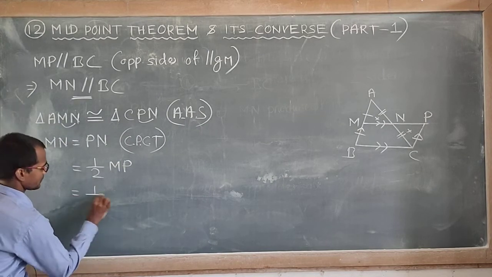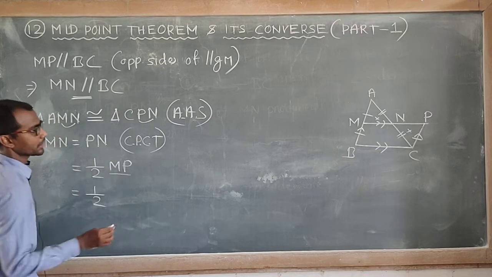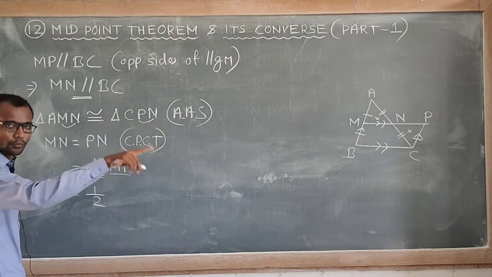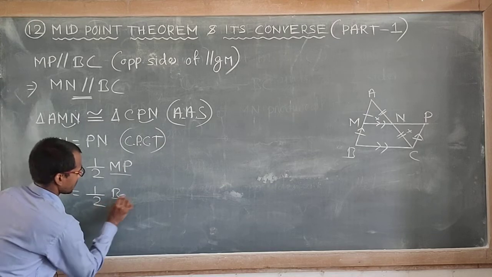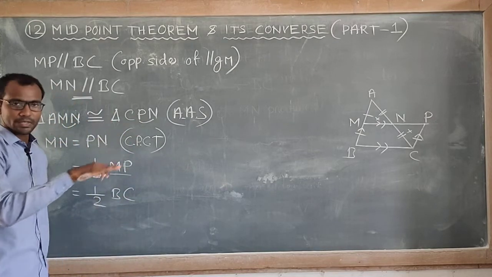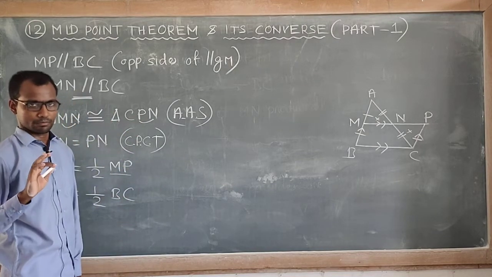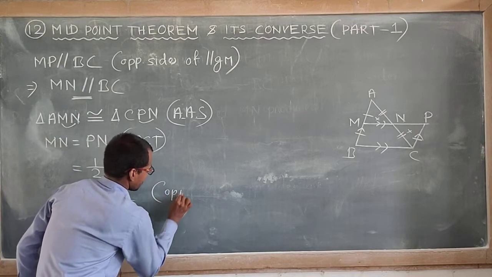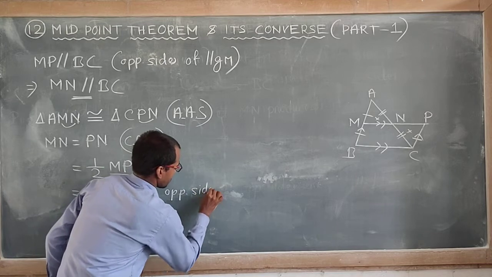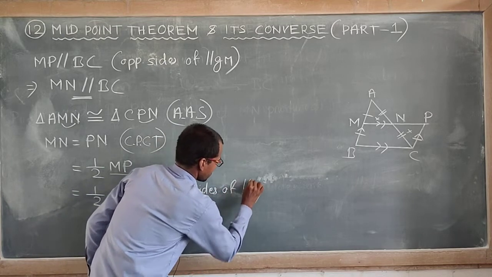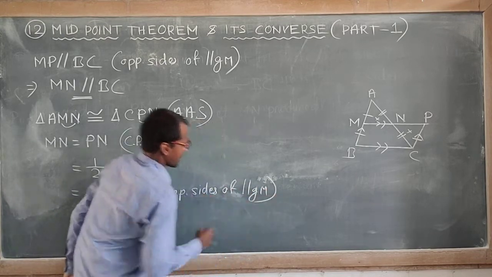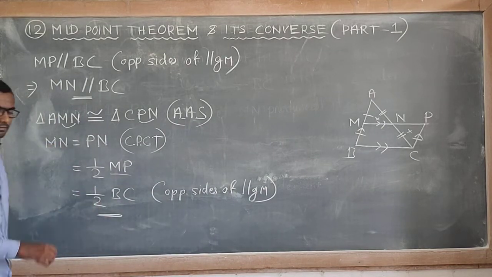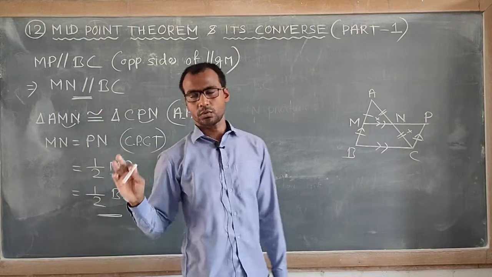Now, in place of MP, okay, look at the figure. In place of MP, we should be able to put BC because MP and BC are opposite sides of the parallelogram. Okay, and they are equal. Opposite sides of a parallelogram. So hence proved MN is half of BC. Okay, so we proved this too.